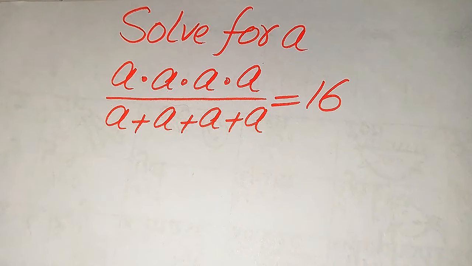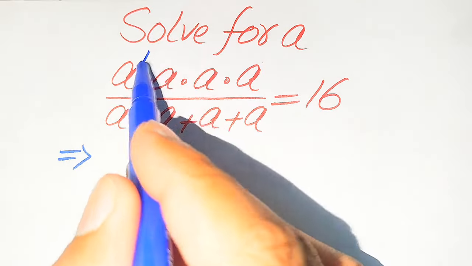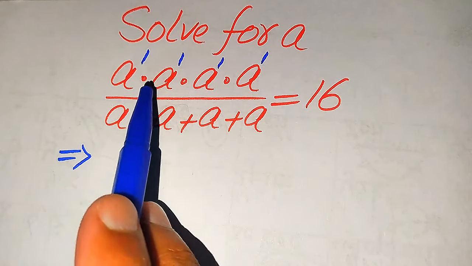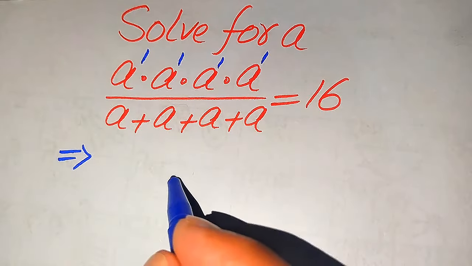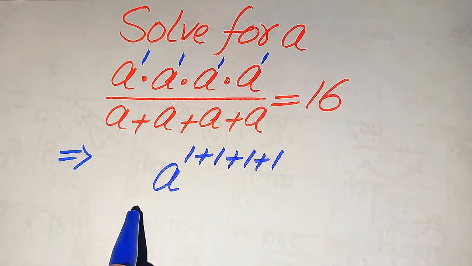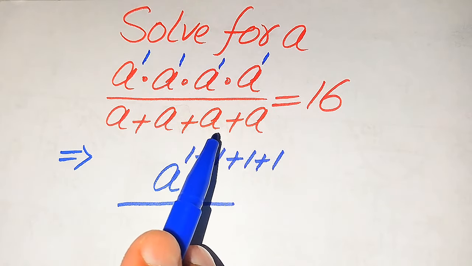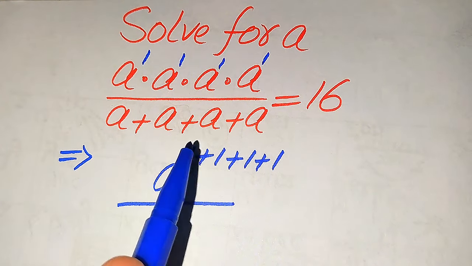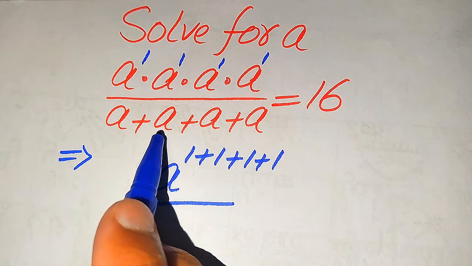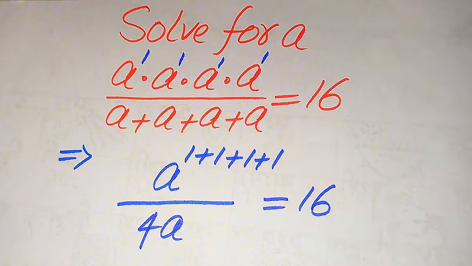So the very first thing we are going to do is, here first you see that this a is multiplied by 4 times and all of these a's exponent is 1. So we use the exponential law and we add all of these exponents, and it will be written as a to the power of 1 plus 1 plus 1 plus 1 divided by, here you see that these a's are added 4 times, so we add the coefficients of these terms. The coefficient of all of these terms is 1, so we add it 4 times and it becomes 4 times a is equal to 16.